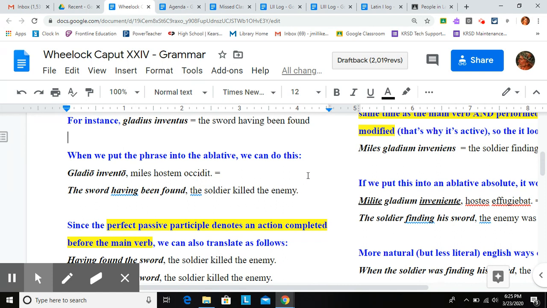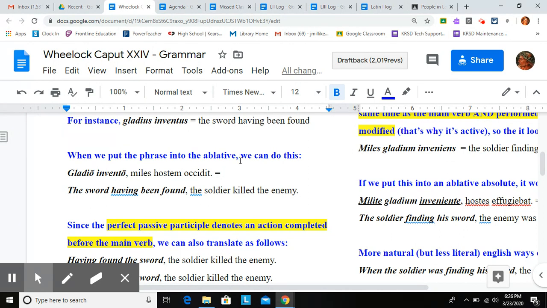So let's suppose we take that phrase, gladius inventus, the sword having been found. We make it ablative, gladio invento. And then we add it to this sentence, miles hostem occidit. The sentence is, the soldier killed the enemy. The sword having been found tells us something about that action. It tells us when it happened. Since inventus is a perfect participle, remember, perfect means completed. That means it happened before the main verb, before occidit takes place, right?